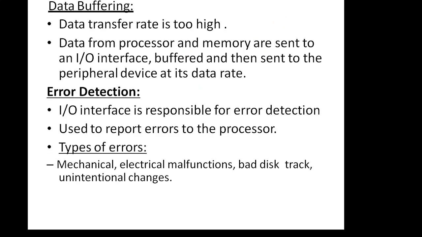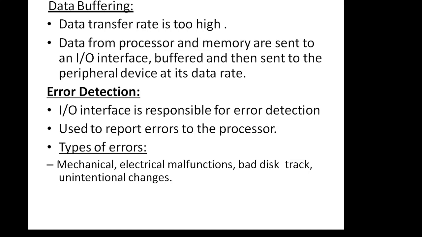Next one is the data buffering. So what is the data buffering? The data transfer rate should be very high. So data from the processor and memory are sent to the I/O interface. They are buffered over there and then sent back to the peripheral devices. So this is the data buffering.